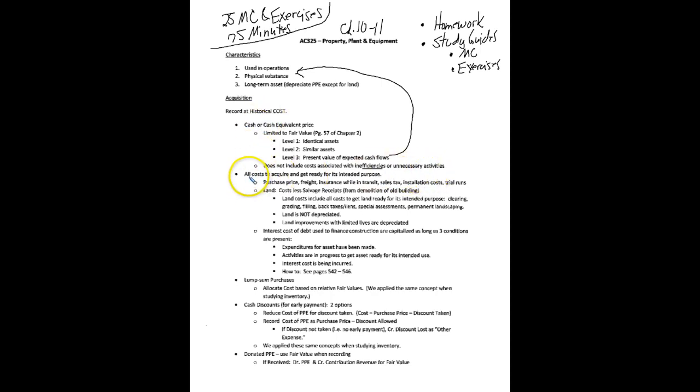Cost principle: in general, all costs to acquire and get that asset ready for its intended purpose. So here we've gone through some examples of typical ones for property, plant, and equipment. For land, remember, if we demolish the building and we salvage some of that, sell some of it off, that's going to reduce our costs. And then here are typical costs for land.